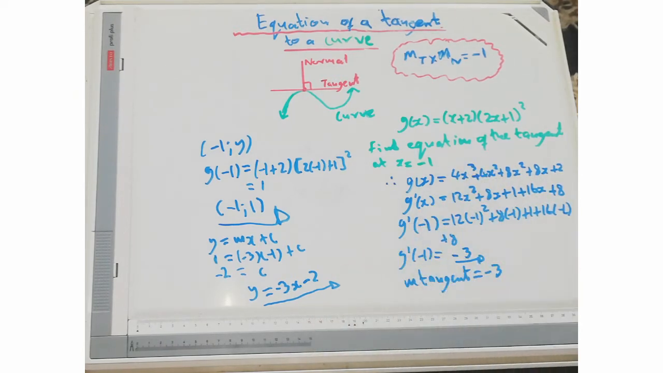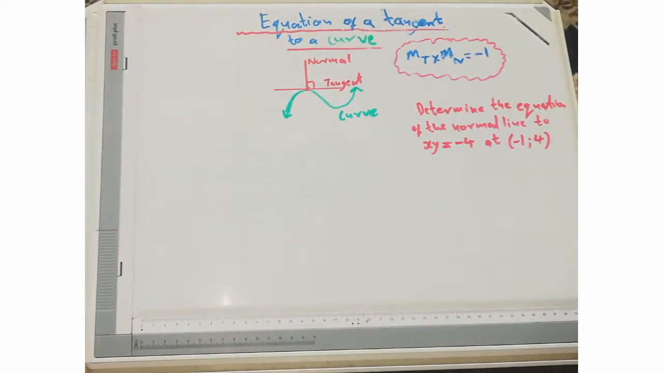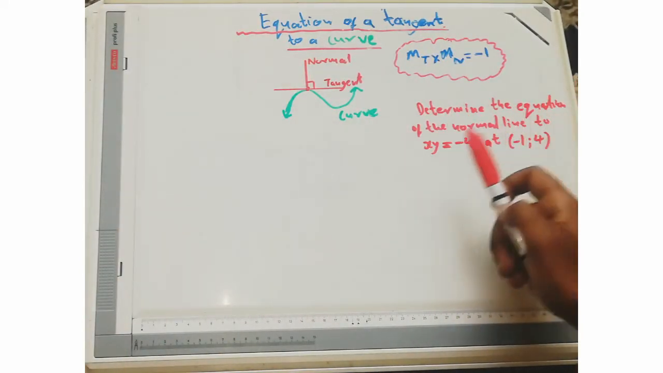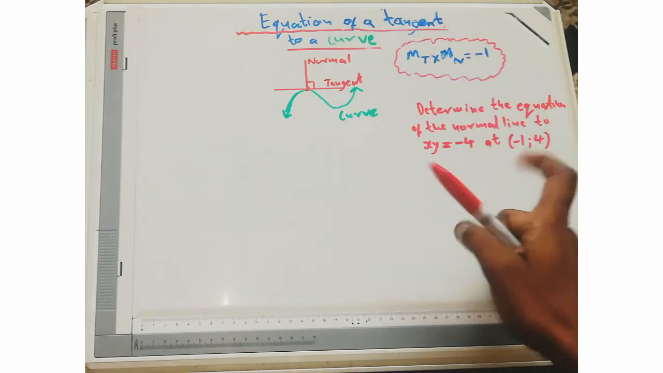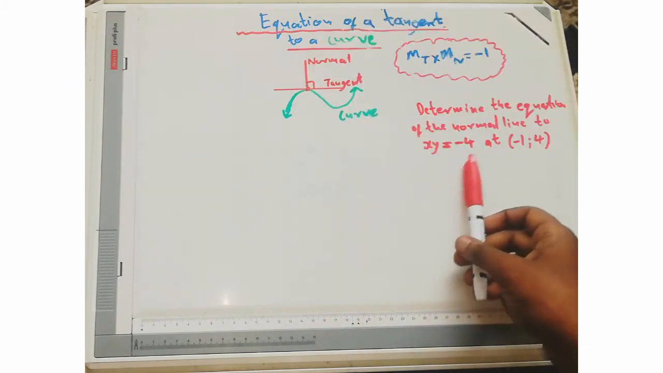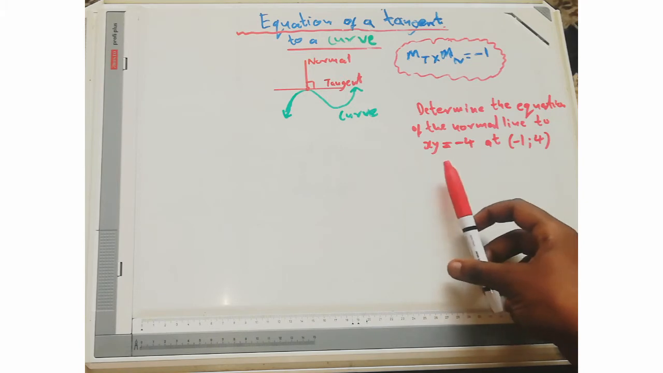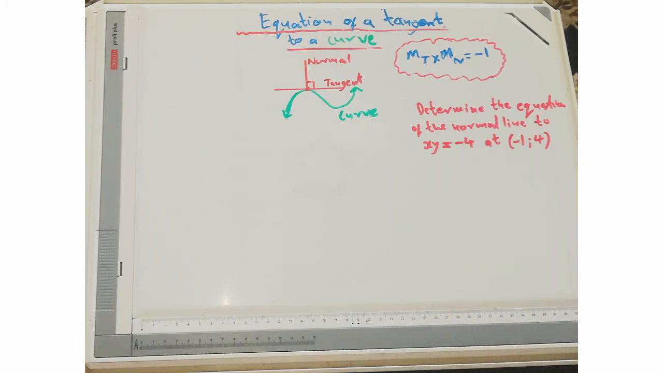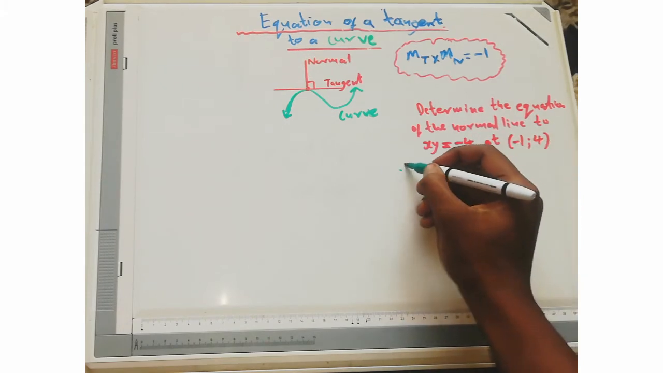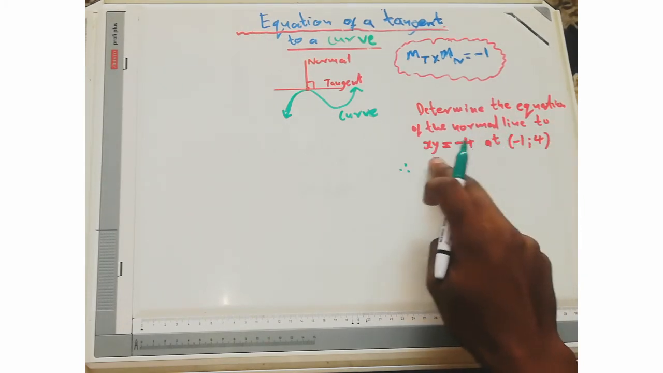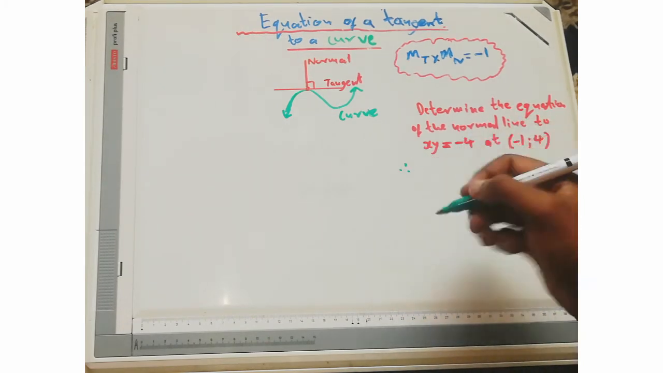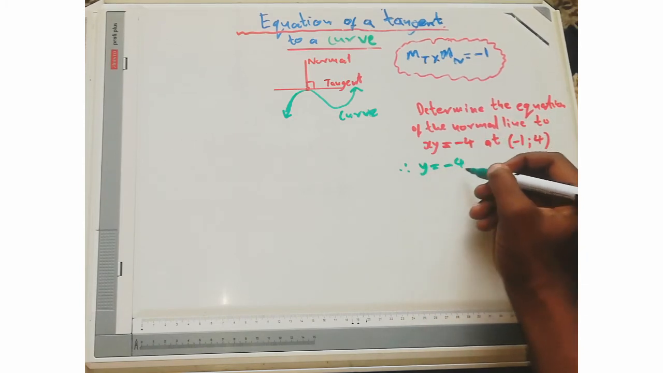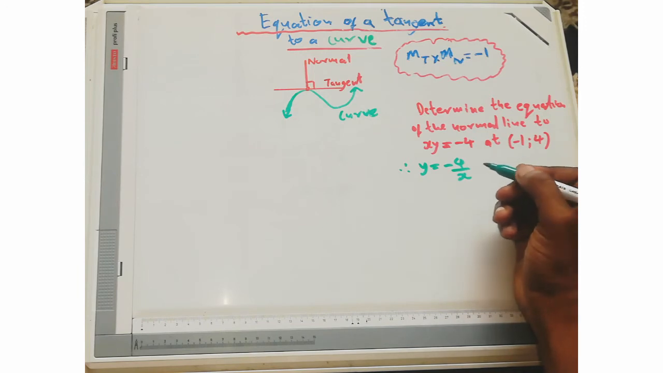So let's do another example. Here's another question. The question says, determine the equation of the normal line, not the tangent, the normal line to the function xy is equal to -4 at this point. So first things first, write this function in the standard form. So it's going to be y is equal to -4 over x, right?